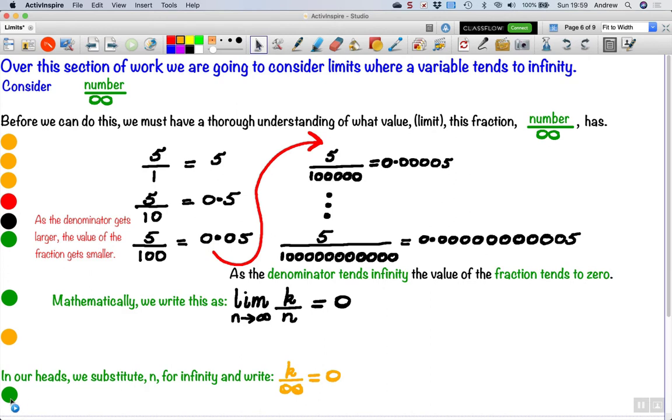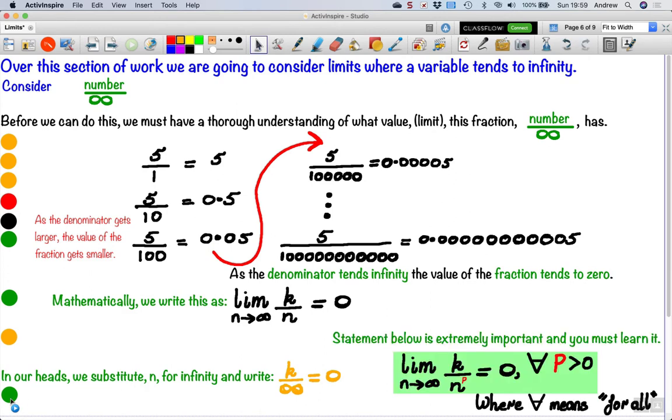Another very, very important concept which you must learn: if you've got the n on the bottom and it's been raised to a power, as long as that power is bigger than 0, very important, power is bigger than 0, it's still going to be equal to 0. And this symbol here, the upside down A, means for all, or for all values of.